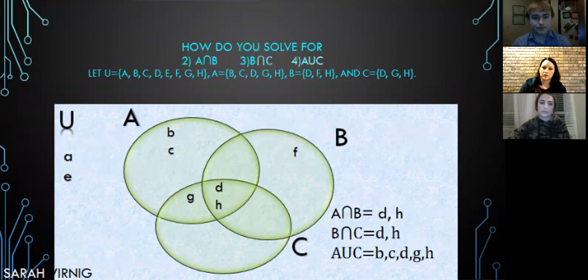And then we go to number 3, which is the intersect of B and C. Again, you look at the circles B and C, find where they overlap, and they also have D and H in common. For number 4, it's the union of sets A and C. You look at A and C, and you include everything that's in the circles, not just what overlaps. So the union of A and C is B, C, D, G, and H.